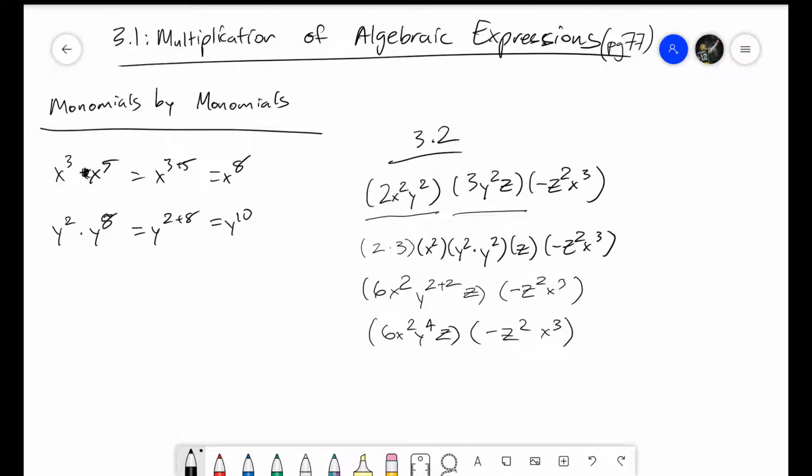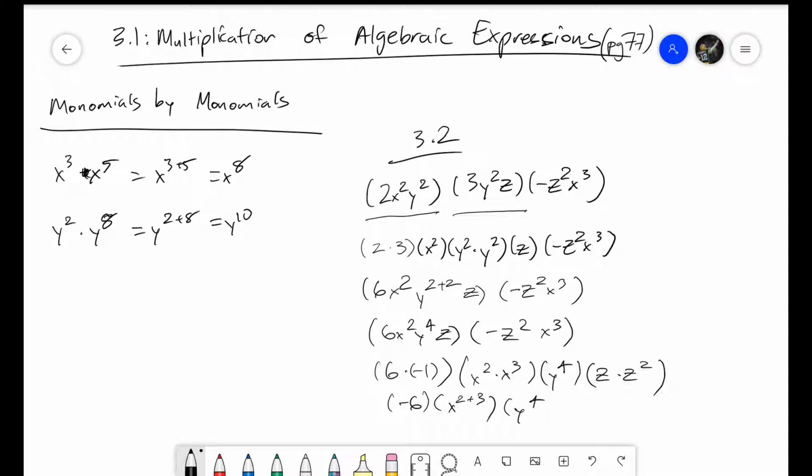Now you multiply these two together. So this is 6 times negative 1 times x squared times x cubed times y to the 4th times z squared. So that's negative 6 times x to the 2 plus 3 times y to the 4th times z to the 1 plus 2. And that's equal to negative 6 x to the 5th y to the 4th z cubed, which is the answer.